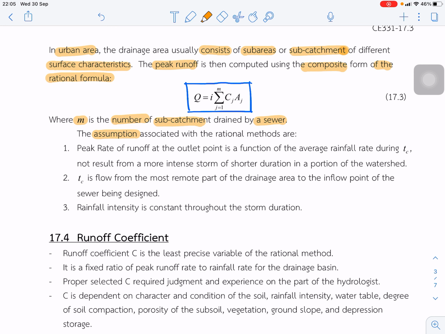The assumptions associated with the rational method are: the first is the peak rate of runoff at the outlet point is a function of the average rainfall intensity during the time of concentration, not a result from a more intense storm of short duration, or in a portion of the watershed. The second, Tc is the flow time from the most remote part of the drainage area to the inflow point of the sewer. And third, rainfall intensity is constant, okay, throughout the storm duration.